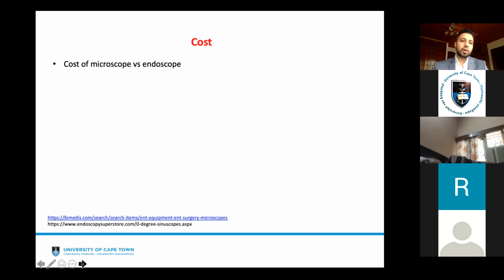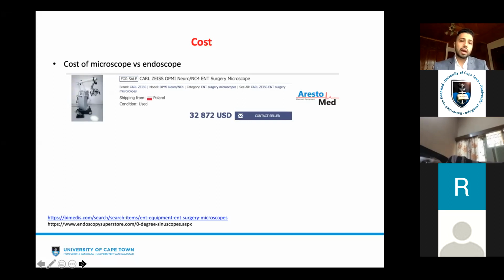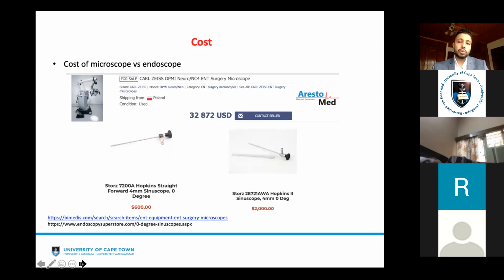The second aspect of cost is the cost of equipment, and specifically the cost of a microscope versus the cost of an endoscope. Just looking over the internet, the cost of a Carl Zeiss ENT surgery microscope is almost about 33,000 US dollars. In this particular one that I saw, this was a used ENT microscope in Poland. If you compare that to the cost of a rigid 0 degree 4 millimeter endoscope, you can get some for $600 up to about 2,000 US dollars. And you can see here that you save a considerable amount of money when it comes to equipment.